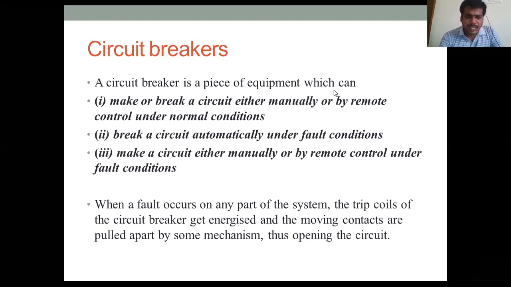Next, when a fault occurs at any part of a system, you can take all the power system applications, starting from the generating side to the distribution side. You study different types of relays, and finally all the relays are connected to a trip circuit, and the trip circuit is connected to the circuit breaker. So wherever the fault occurs in any part of a system, the trip coil of a circuit breaker gets energized, the moving contacts operate, and it opens the circuit. This is called a circuit breaker.